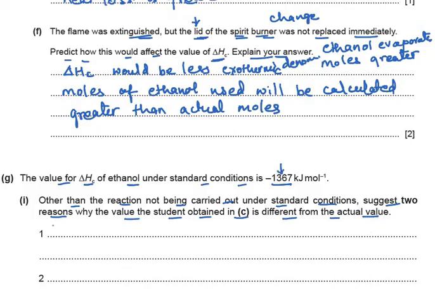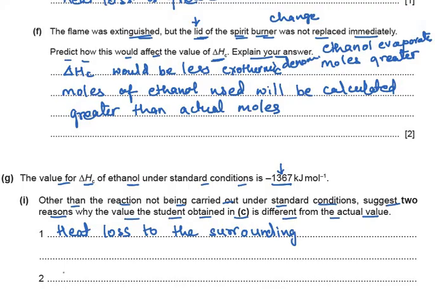Now we know that our value is very much less than the actual value. The reason is that we have not accounted for all the heat used here. So we can say that the heat is lost to the environment. There is a heat loss to the environment, or to the surroundings, we can also write. So that is one of the reasons.